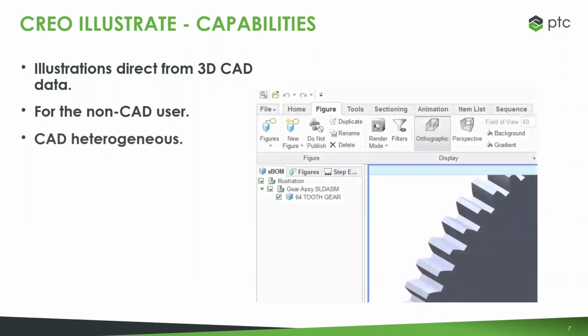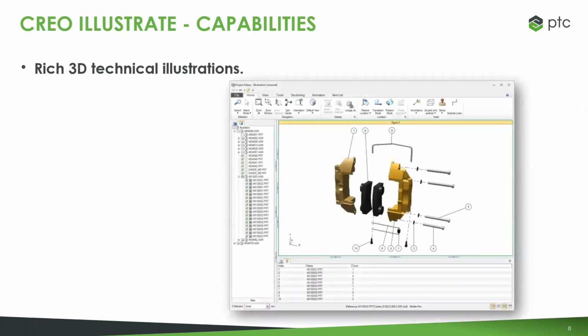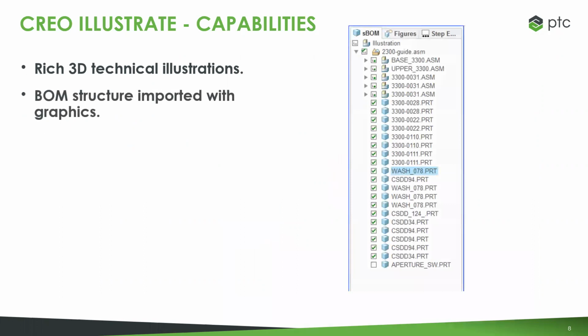And one big thing is that Illustrate also doesn't care where the CAD data came from, right? It could be from Creo, but it could also be in multiple other formats: product view file, STEP, third-party CAD, really doesn't matter. We just bring it in graphically and let us do our illustrations on it. And the result of working in Creo Illustrate is rich, either 2D or 3D technical illustrations. And it's not all just lines and arcs, right?